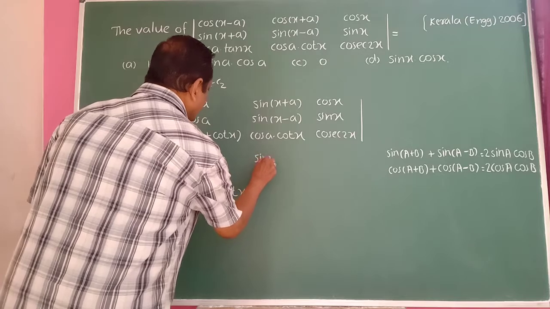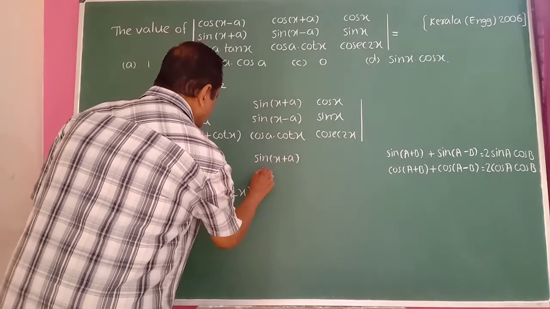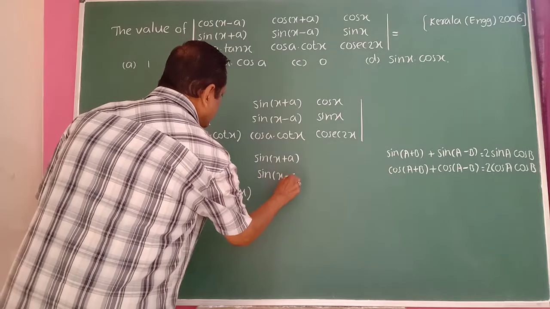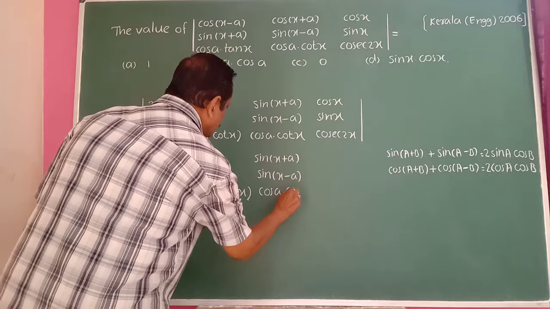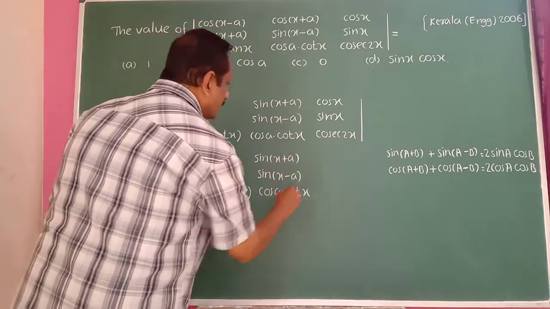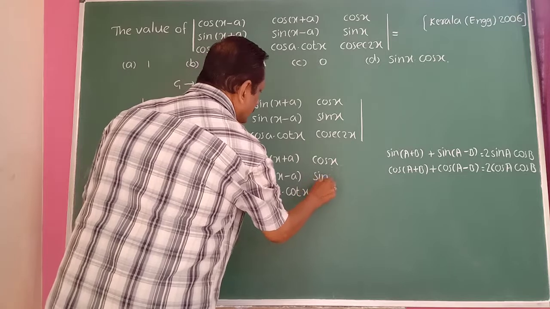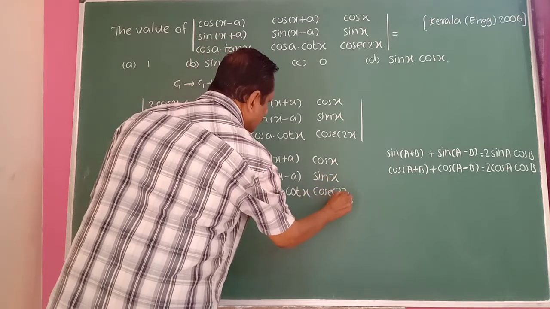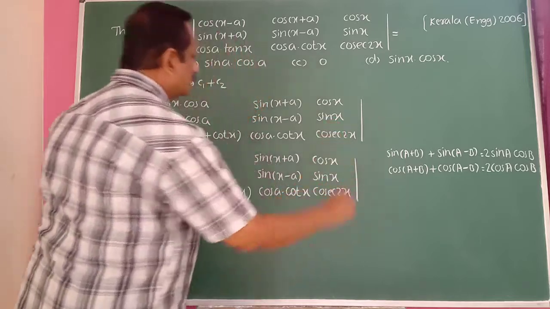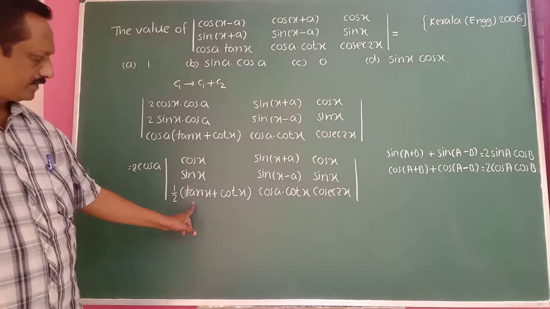Sin of x plus a, then sin of x minus a, cos a into cot x, then cos x, sin x, and cosec of 2x here. You just simplify this one.